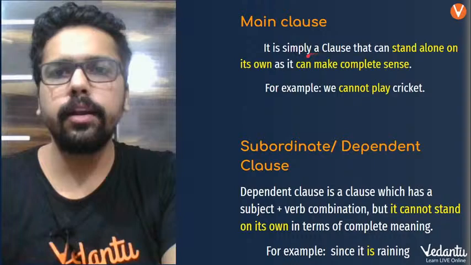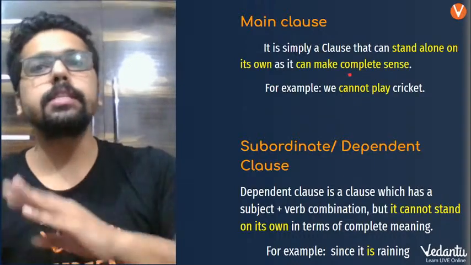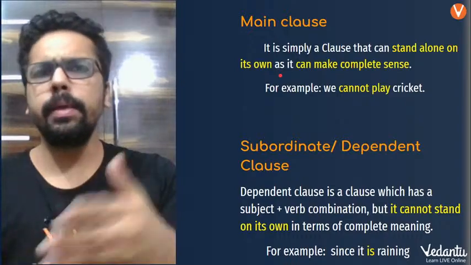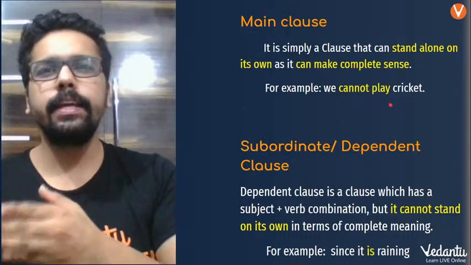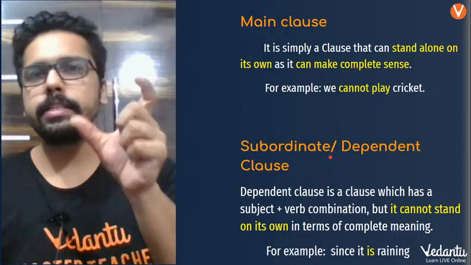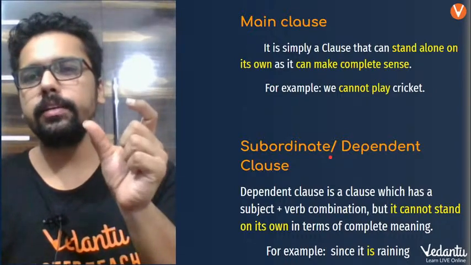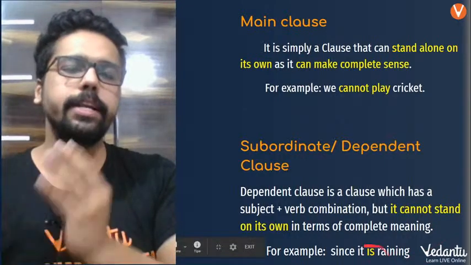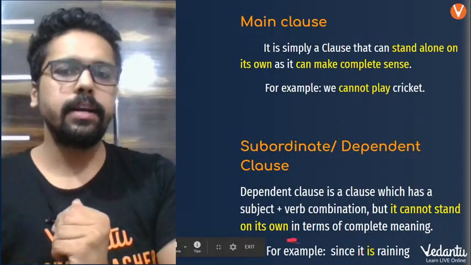It can simply stand alone on its own, and it makes complete sense on its own. What do we mean by it can stand alone on its own? That it makes complete sense. It does not need any other clause to make full sense. And when we say dependent clause, the word itself makes it very clear. The word dependent means it depends on the main clause to make complete sense. It cannot stand alone on its own.